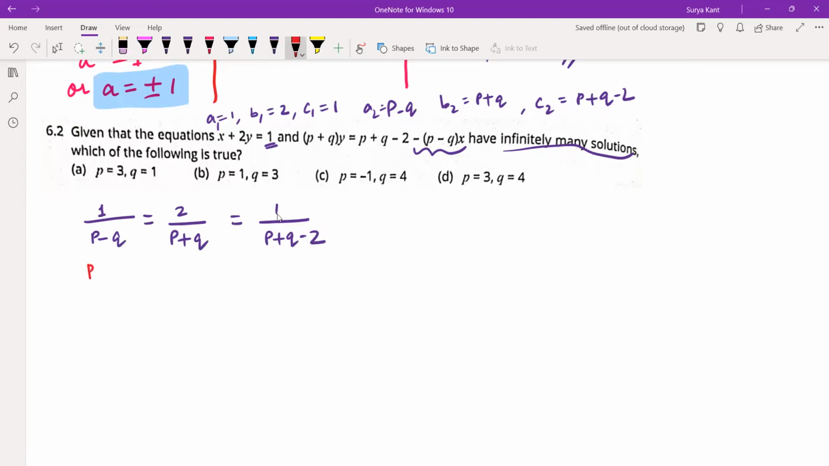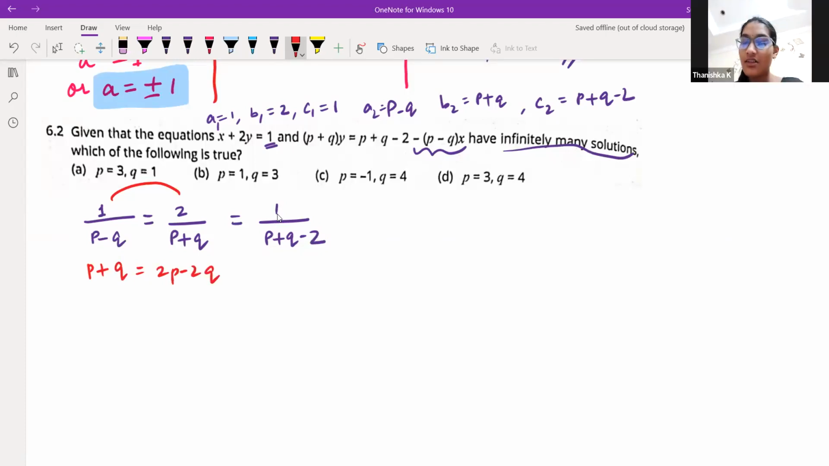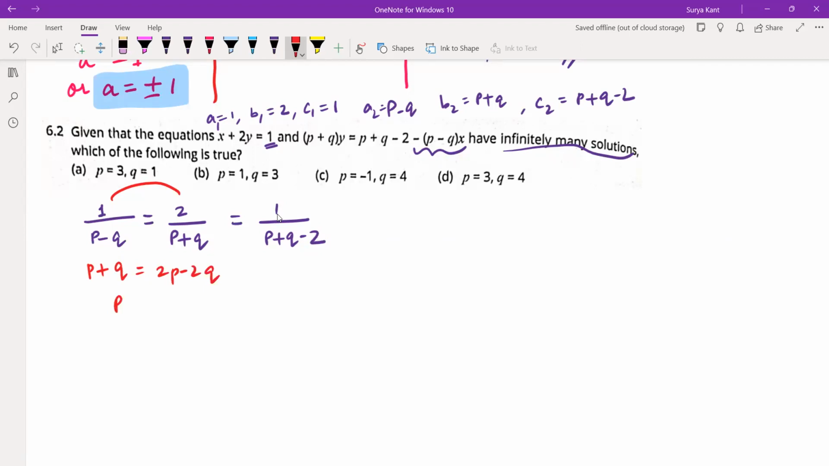Check. If you do first and second, you will get P plus Q equals 2P minus 2Q, right? So from here, what do we get? 2P minus P is P, and minus 3Q, equals 0. It's coming from equation number 1. Now first and last also we can consider. So P minus Q equals P plus Q minus 2. So P will get cancelled.